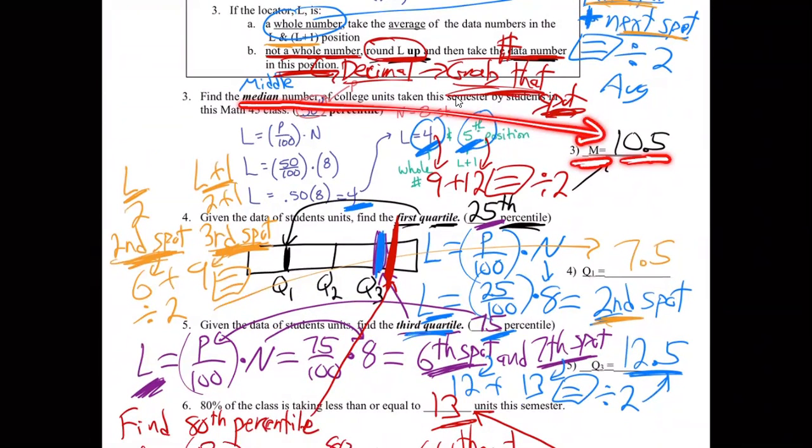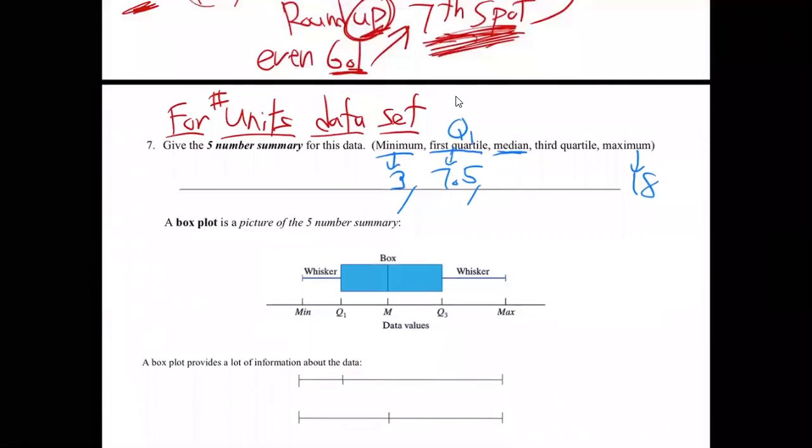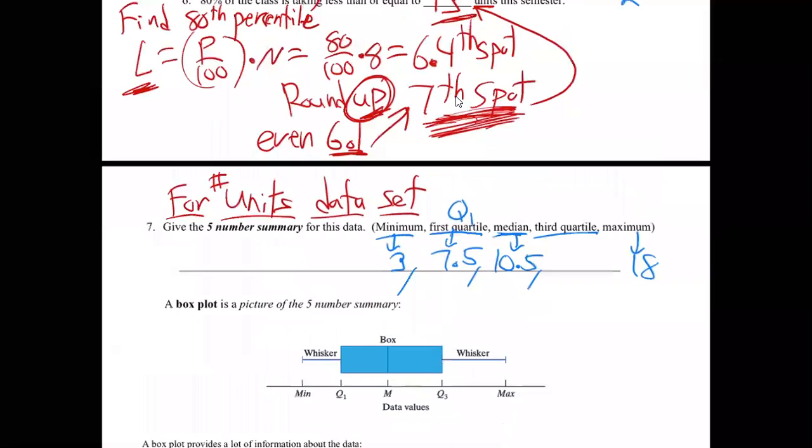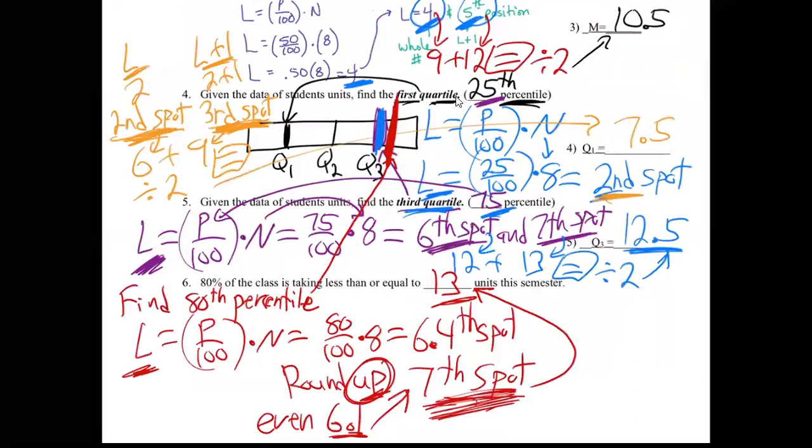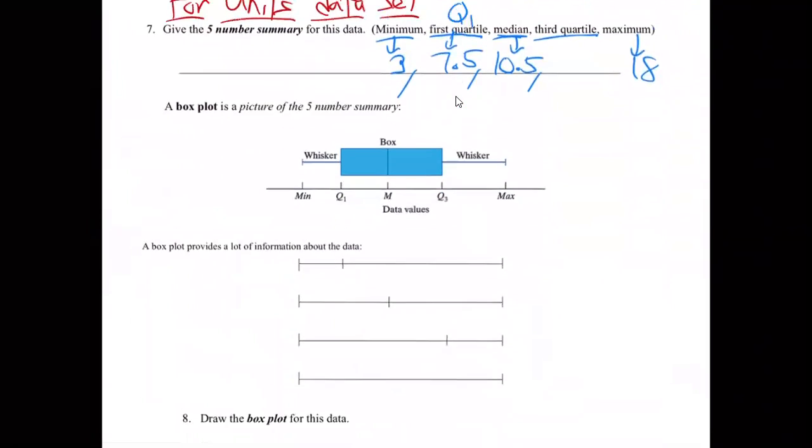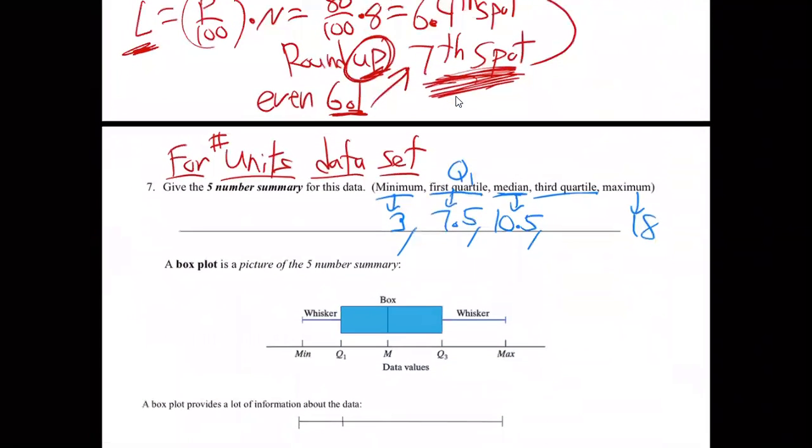That's the middle. That's like halftime in a football or basketball game. 10.5. And third quartile, we just did that one. Right here. Third quartile. There it is. So 12.5, right? Q3 is 12.5. All right. And so there we go. That's all they want on that question.